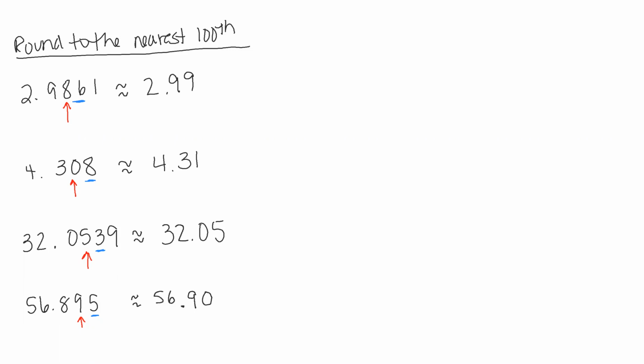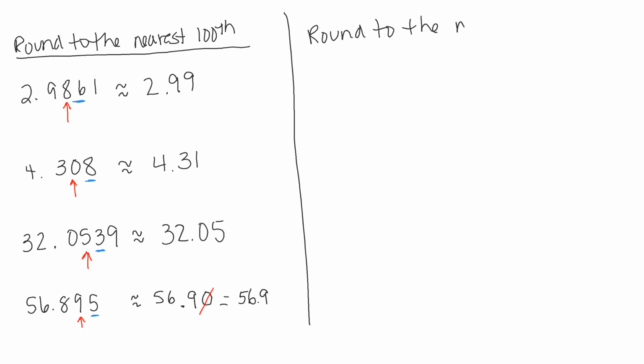But remember what I told you, when you're dealing with decimals, those zeros at the end are unnecessary. It's kind of like a fraction that's not reduced. So you want to drop off zeros at the end unless you're dealing with money. So we get approximately 56.9. What if I asked you to round to the nearest cent?